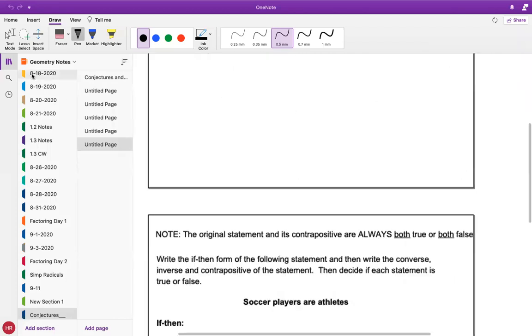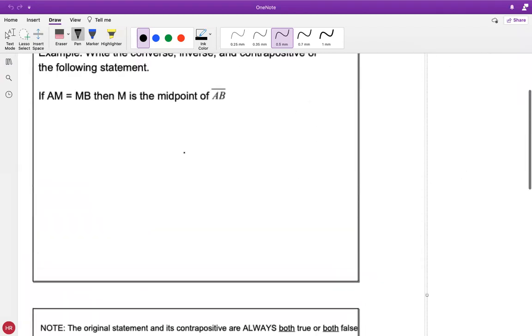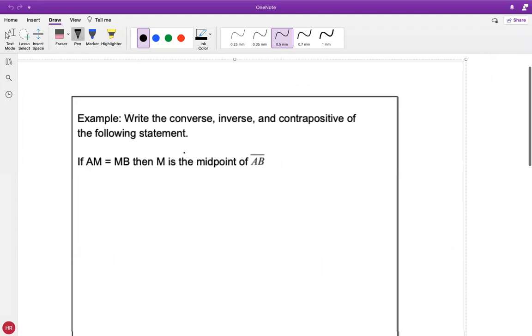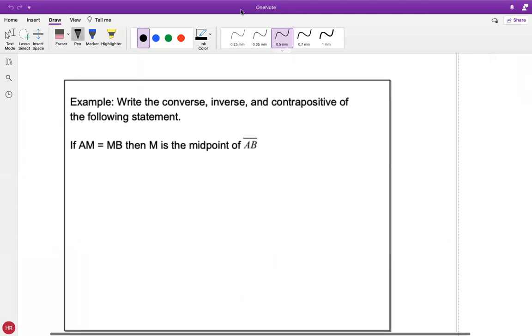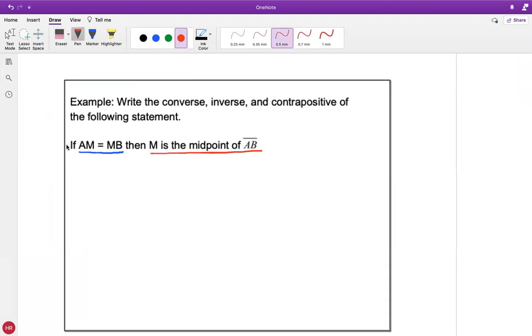So we're almost to the end of this, thankfully. Now they want us to write all three of these things. So it's good to identify the hypothesis and the conclusion first. If something, then something, that means this is the hypothesis. And this is the conclusion. Remember, the "if" and the "then" aren't a part of the hypothesis or the conclusion. They're just there to connect the two of them.